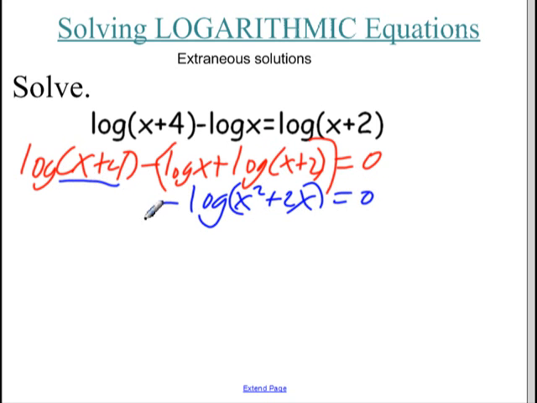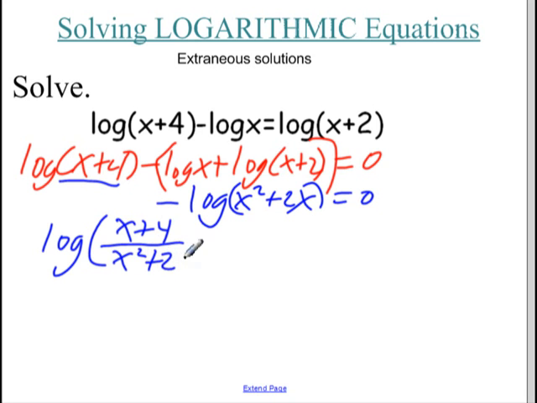And now, since when we subtract, we divide, log of x plus 4 on the top and x squared plus 2x on the bottom equals 0. So we just used what we know about manipulating logs, condensing all three of those logs into one log expression. And now you see why we did that work earlier, because now we can actually rewrite this in exponential form.